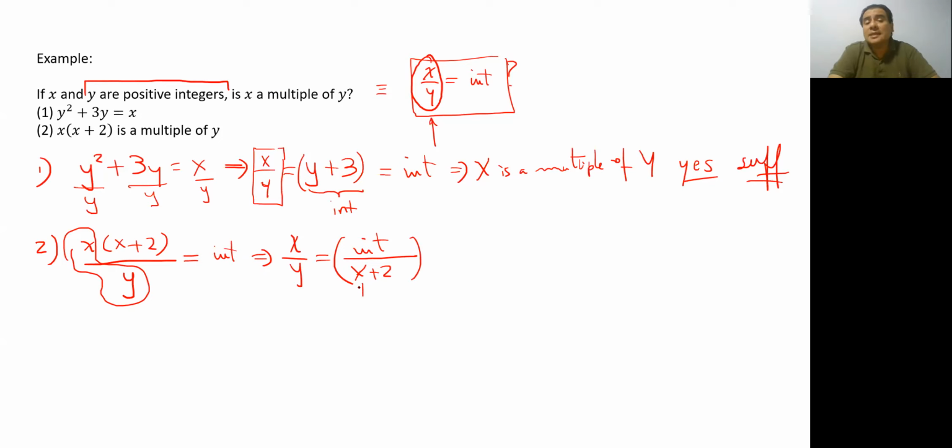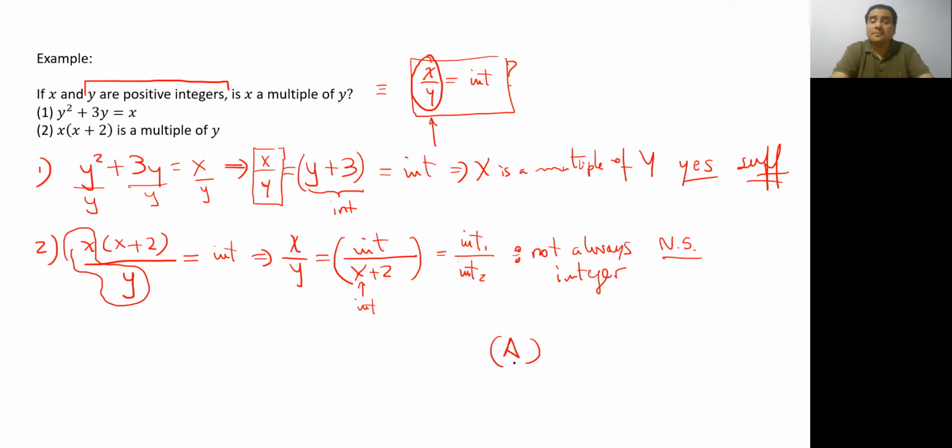But you know x is an integer. So an integer plus 2 gives you another integer. So this clearly can be expressed as a certain integer 1 divided by a certain integer 2. We know that the quotient of two integers is not always an integer. Sometimes it might be, sometimes it might not. So this means we don't have a definite answer for the question, and that is not sufficient. So the answer choice would be A.